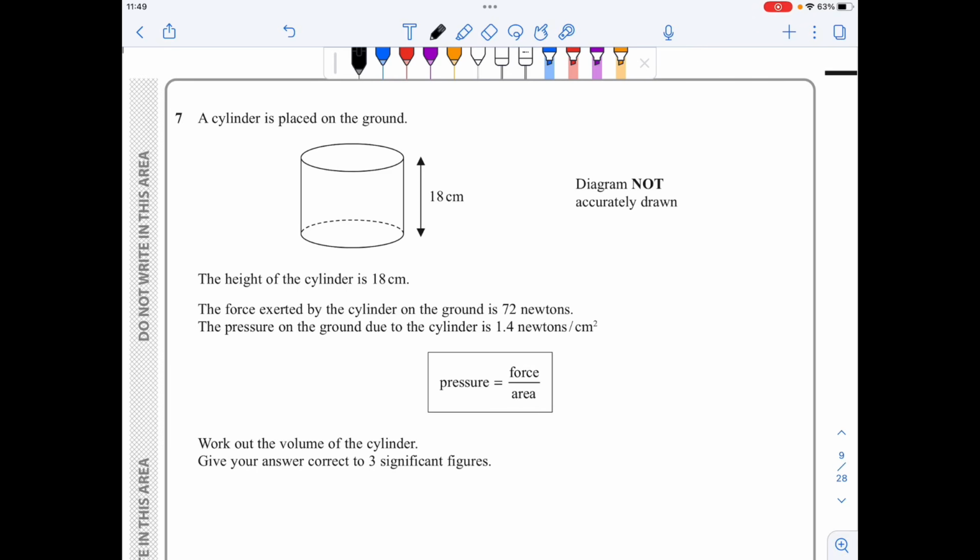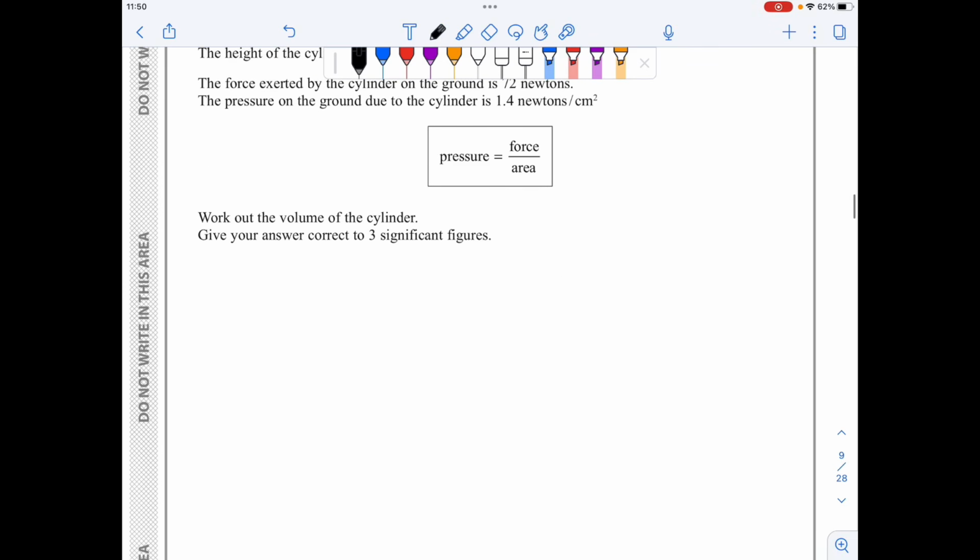For question 7, I'm given this cylinder. I know the height, I know the force on the ground, and I know the pressure. Now note, in this formula, pressure equals force over area. The area is not the total area of the cylinder, but the area that is in contact with the ground, which is this one. And that is a circle with an unknown radius. So I will use the formula pressure equals force over area to find the area, and then use the area to find the radius. So let's begin.